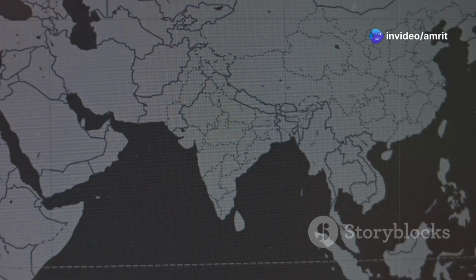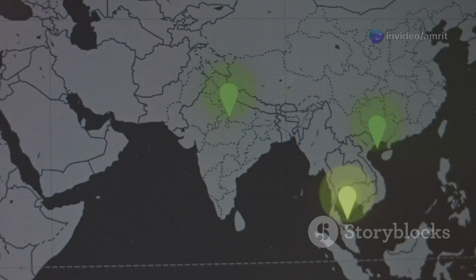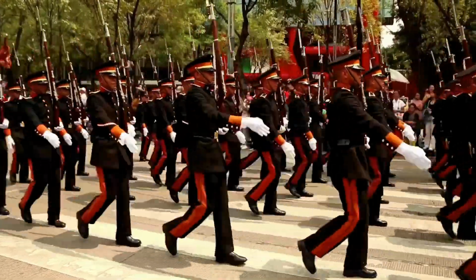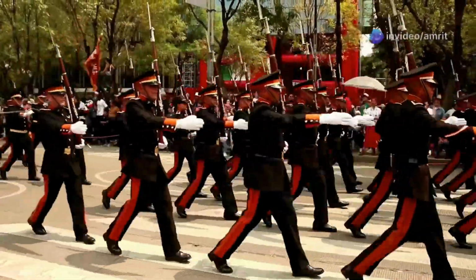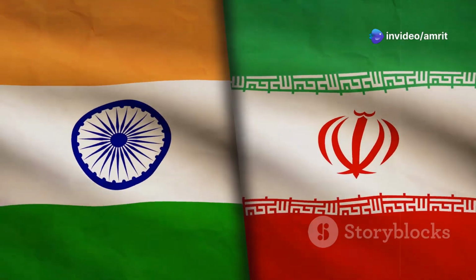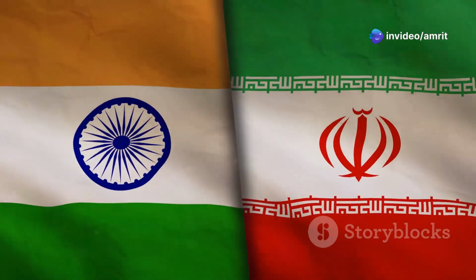The 1971 war had significant geopolitical implications. It led to the emergence of Bangladesh as a new nation. It also solidified India's position as the dominant power in South Asia. The war further deepened the mistrust and animosity between India and Pakistan.